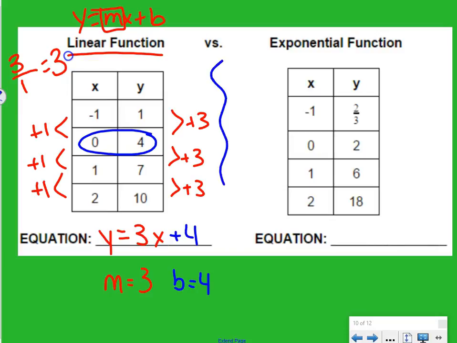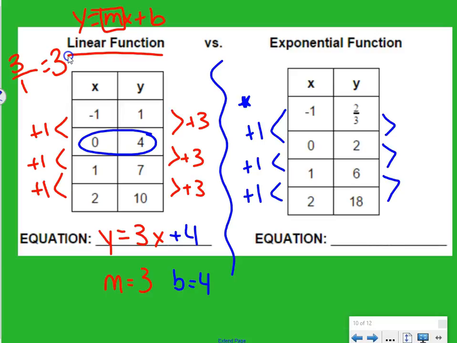Exponential function is fairly similar. We look at our x values, they're changing by 1. We always want our x values to be changing by 1 in an exponential function. Then we want to look at our y values. We want to look at how do we get from 2/3 to 2? How can we get from 2 to 6? 6 to 18, and it be the same each time.